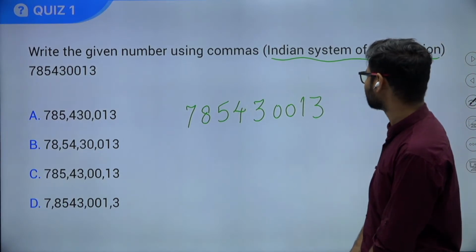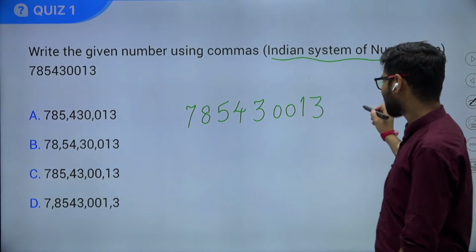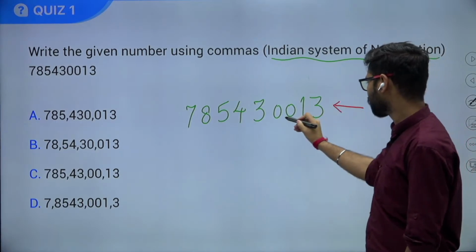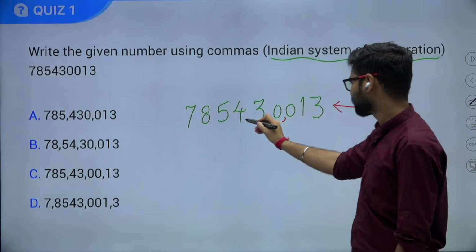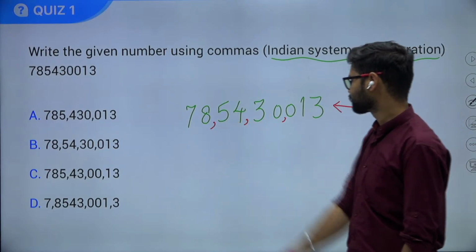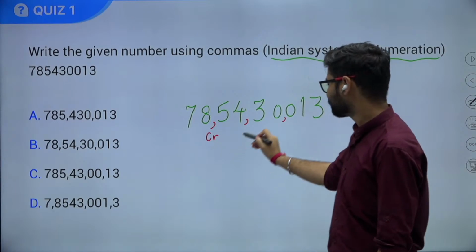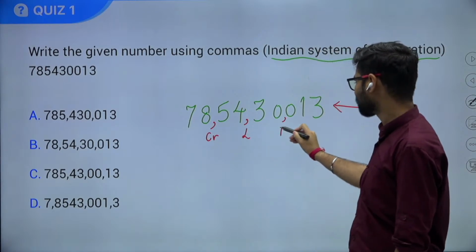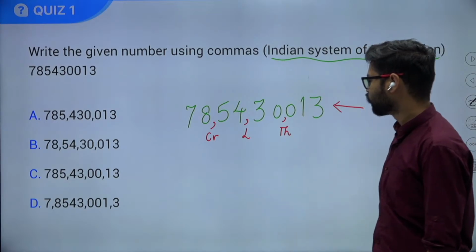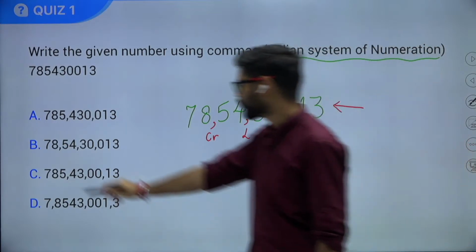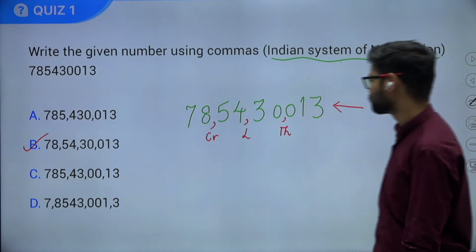So as per the Indian system of numeration, we start from the right hand side. We put commas after 3 digits, then 2 digits, then 2 digits. This number is 78 crore 54 lakhs 30,013. What is the right option? A, B, C, or D? Option B is the right answer.